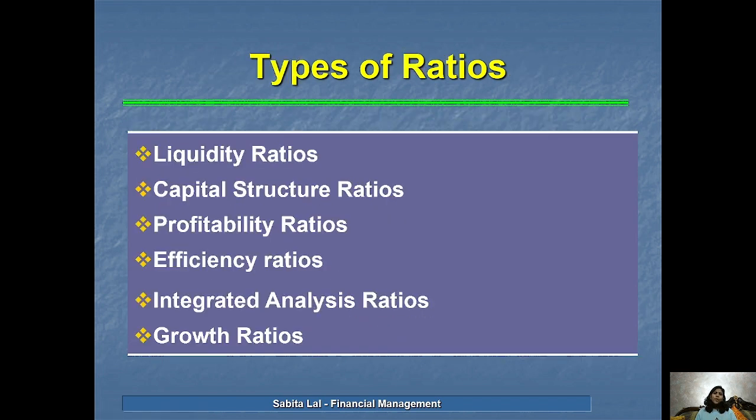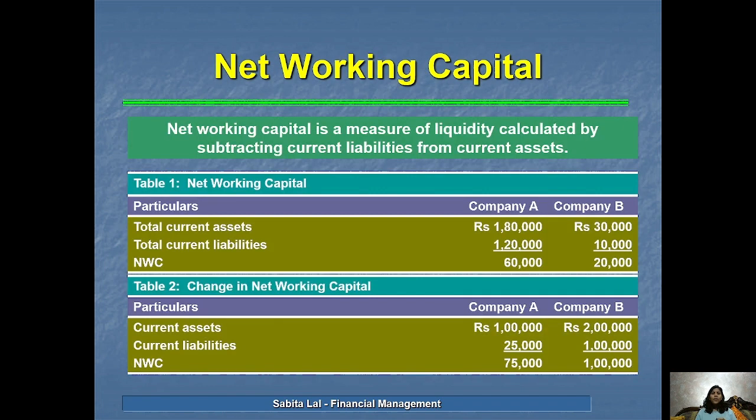Types of ratio. Various types of ratios are there, but first, broadly classified, are the liquidity ratio, capital structure ratio, profitability ratio, efficiency ratio, integrated analysis ratio and growth ratio.